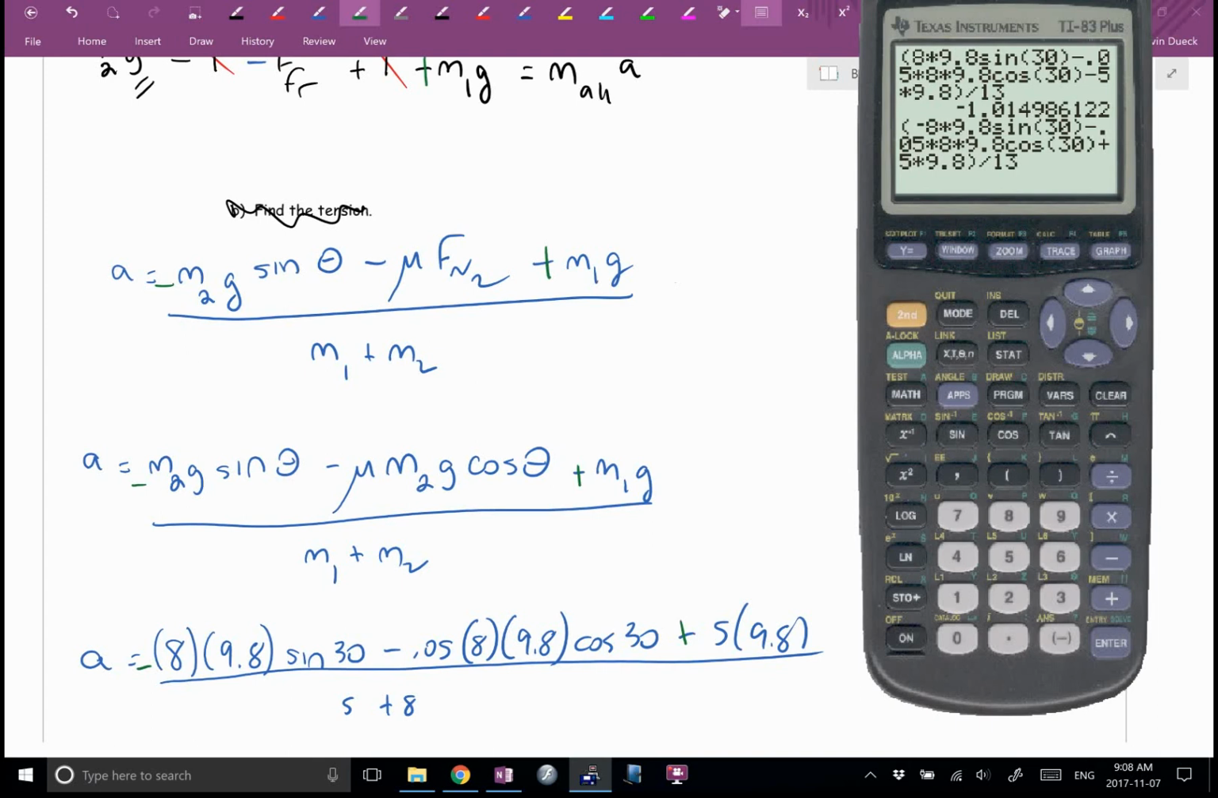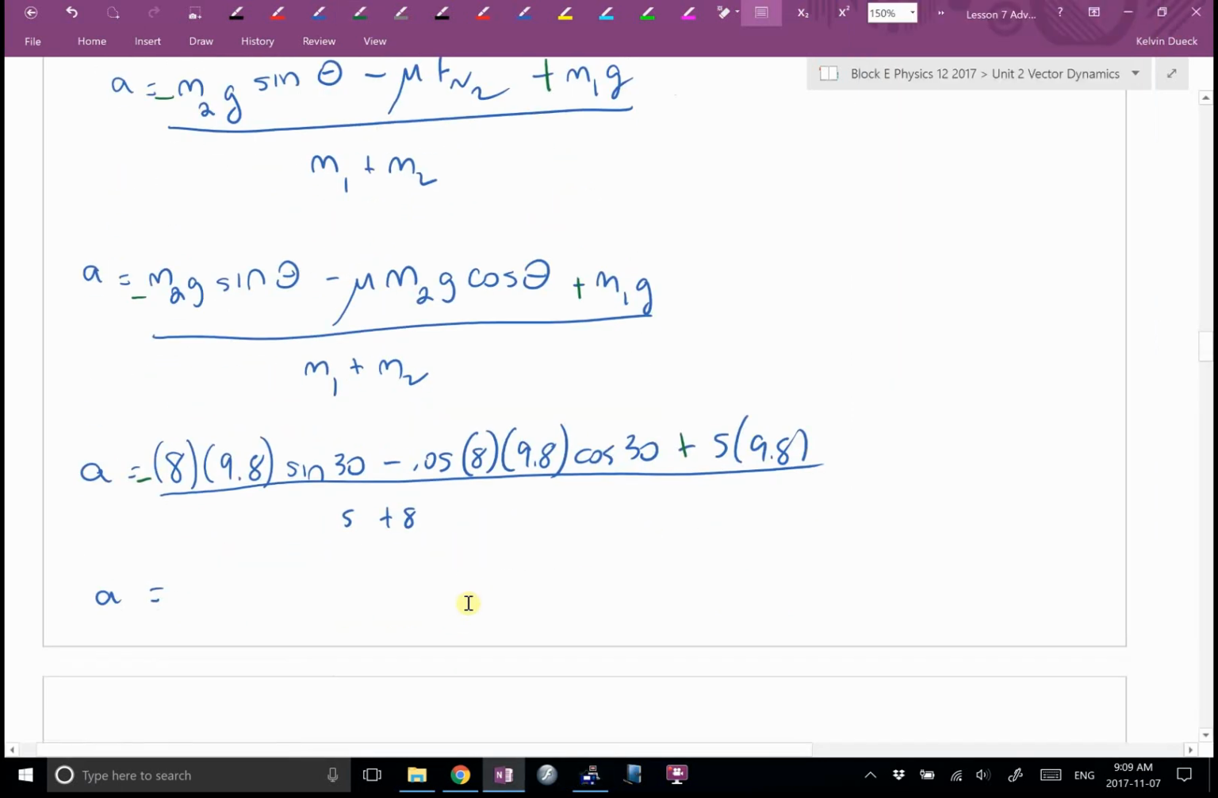So if you guess wrong, it's not the end of the world. It's an easy fix. How will you know you've guessed wrong? And this is really what I want you to realize. Your acceleration will be negative. You guessed wrong. I guess we're accelerating up the ramp at 0.4927. Is that right? Okay. A equals 0.493 meters per second squared.